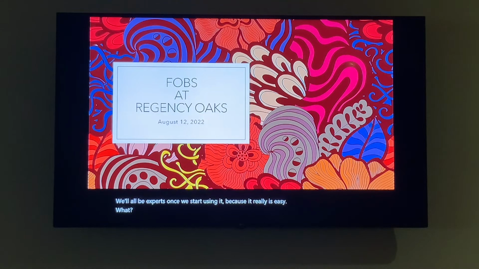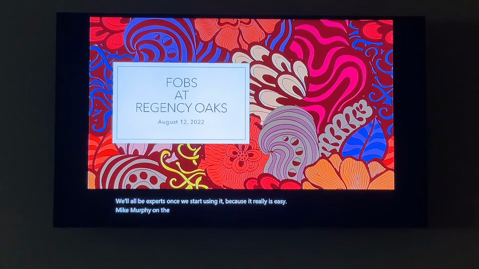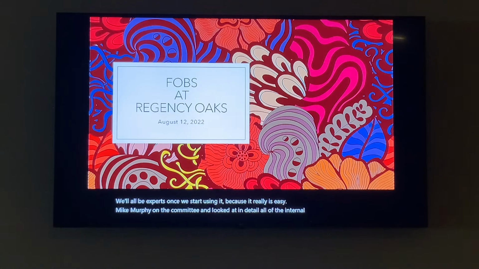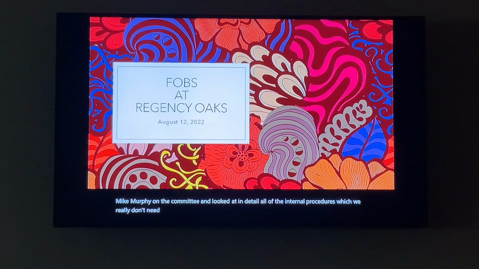Mike Murphy on the committee went and looked at in detail all of the internal procedures, which we really don't need as users to know, other than the fact that the procedures are sound, they're detailed, and they make the system work for us. So I want to thank Mike for taking the time. I read those procedures, it's beyond me, but Mike had the patience to do it.